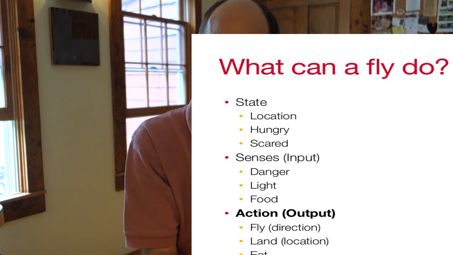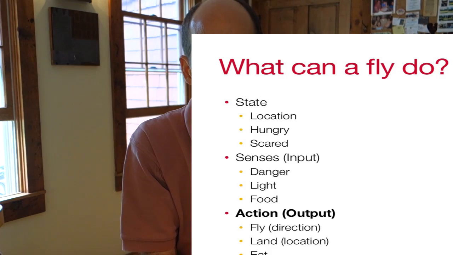And if it's by food and it's hungry, maybe it can eat. Right? Those are all things that the fly can do. So finally, we want to put all those things together and define an algorithm that can describe how a fly can behave.